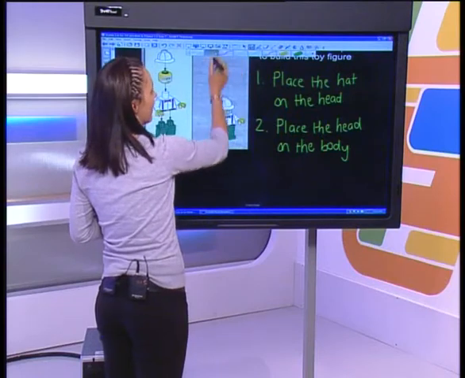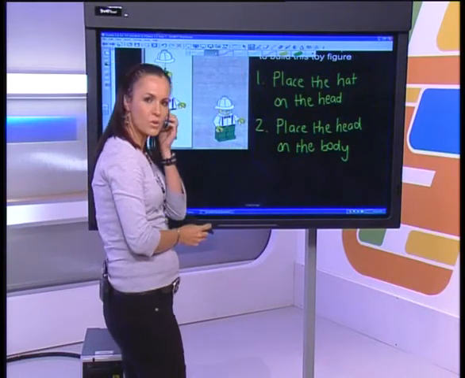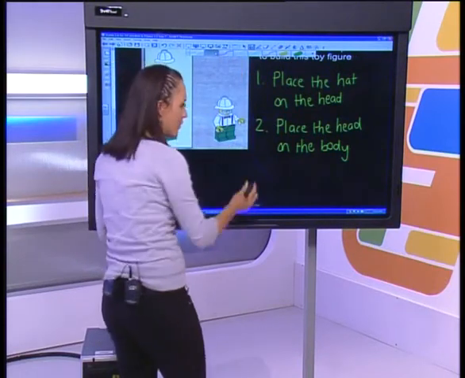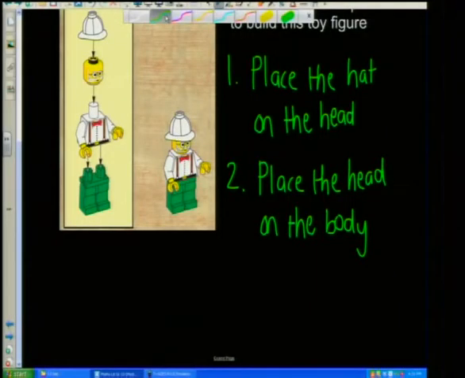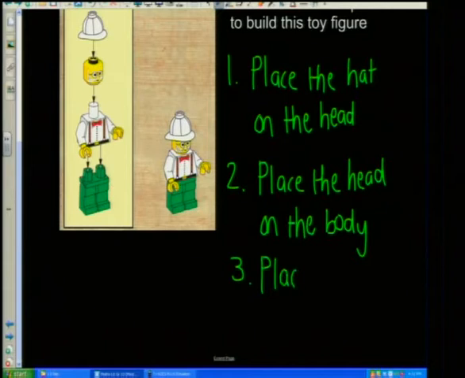All right. And then the last part is obviously placing the torso, which now has the head and the hat on top of it, and we're going to place that on top of the legs. So place the body on the legs.